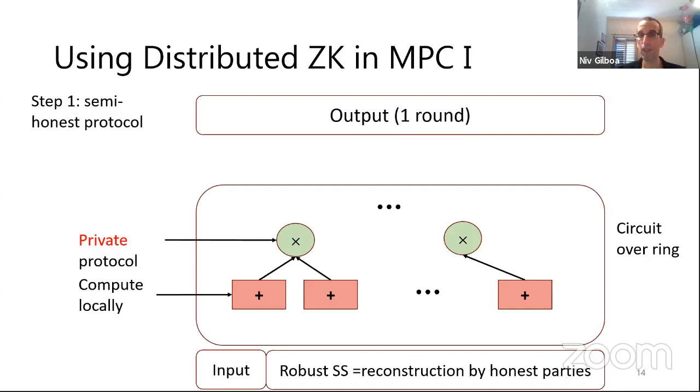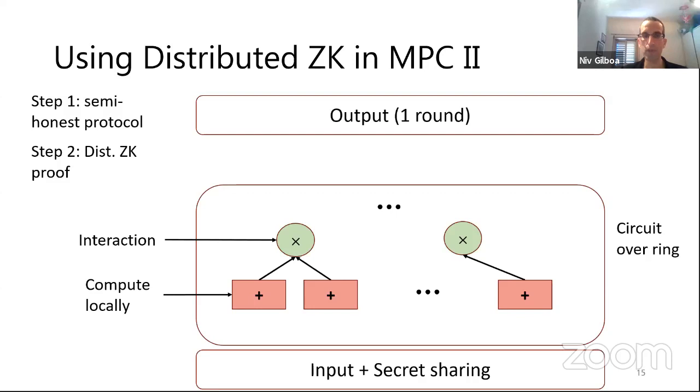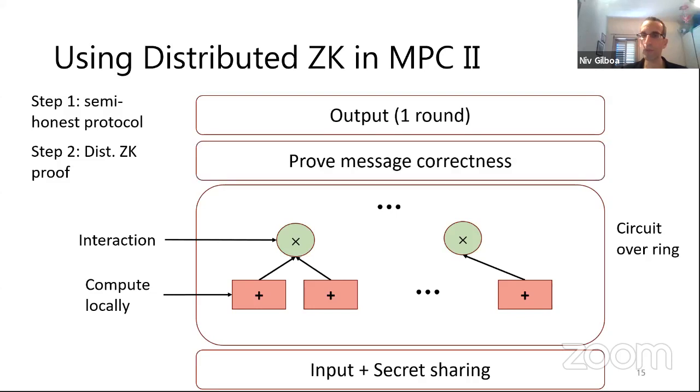So suppose we have this kind of semi-honest protocol. What we're going to do to turn it into a protocol that's secure against malicious adversaries is to have a second step, a distributed zero-knowledge proof, and we're going to stick it right here between the evaluation of the circuit and the output. And we're going to ask the parties to prove that the messages they sent were correct. And if this proof is sublinear in the circuit size, then we've achieved our goal.